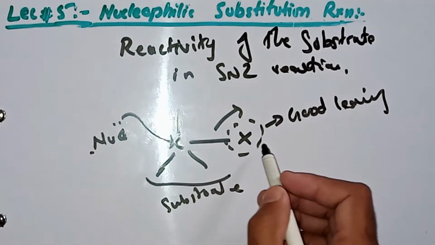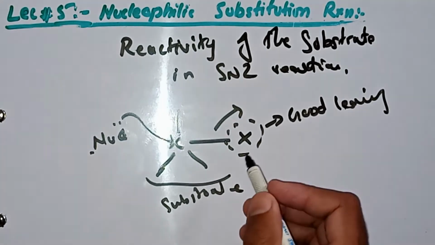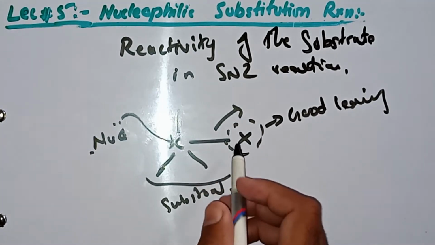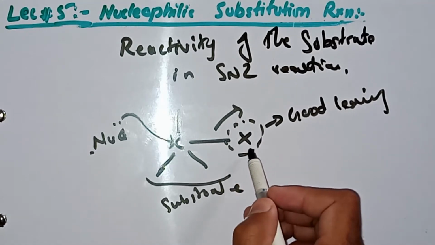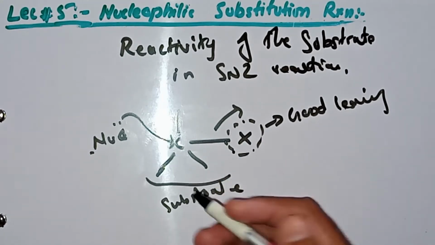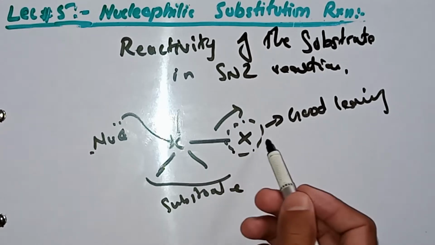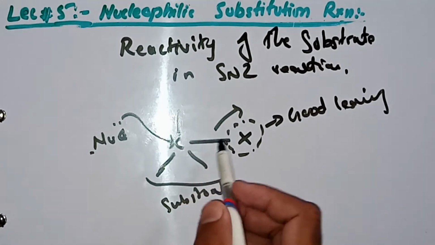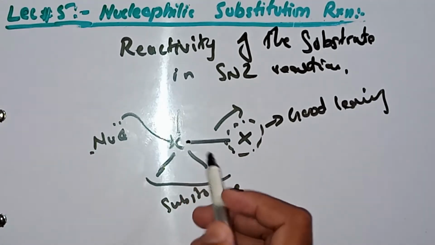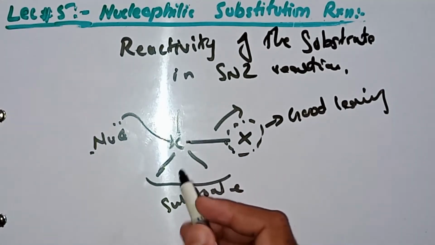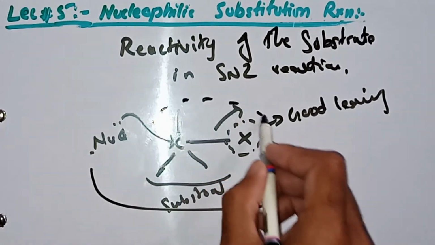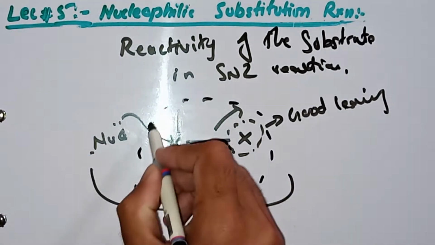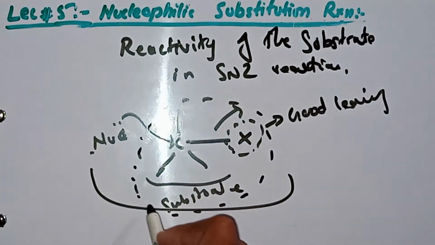But if this is not a good leaving group, a poor leaving group, it will affect the reactivity, and the reaction cannot show the behavior of a good leaving group. That's why the substrate also has a very great effect in SN2 reaction.